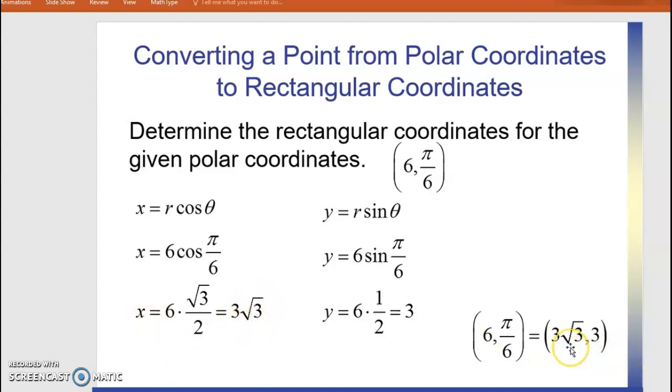Finding the y value using the formula y equals r sine theta. r again is 6, angle pi by 6. The sine of pi by 6 is 1/2. Half of 6 is 3, so the y value is 3. So the point with polar coordinates (6, pi by 6) has rectangular coordinates of 3 times the square root of 3 for x and 3 for y.